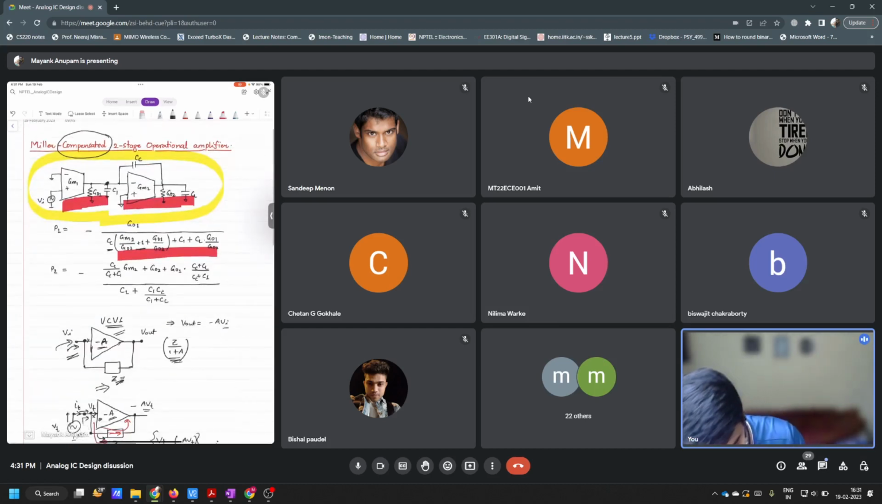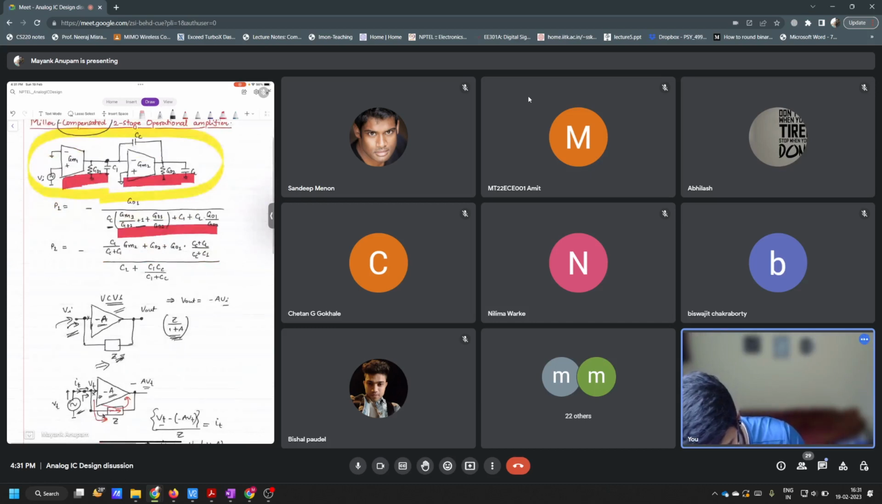So you see that in the first case, the pole P1 would have been simply G01 divided by C1, right? But what this CC did, it simply increased the effective capacitance at this node. This factor came in because of this CC. This is the Miller factor, and that is why this pole P1 came down to very low frequencies.